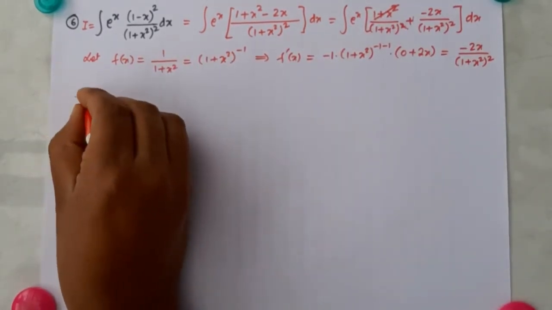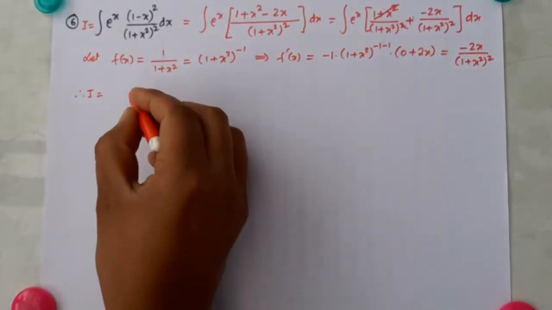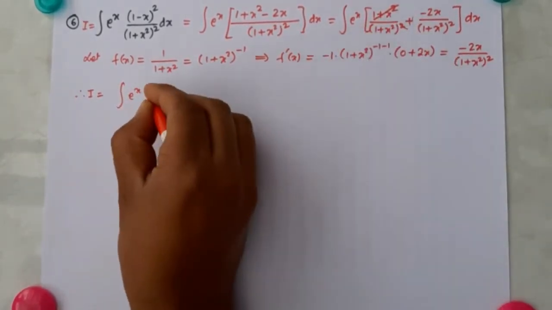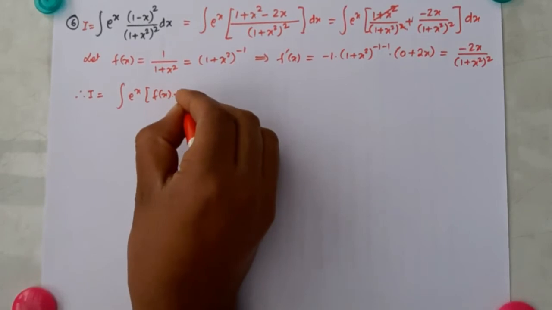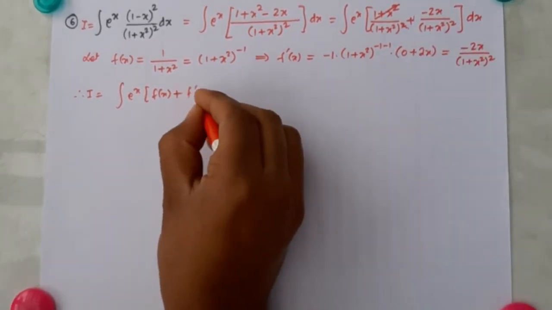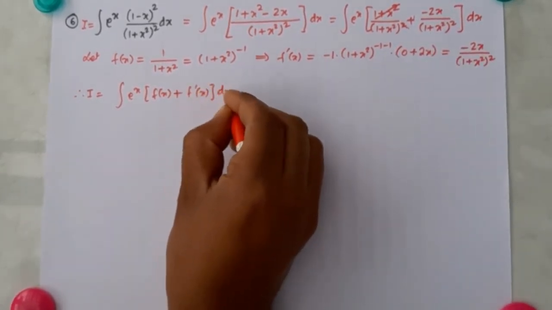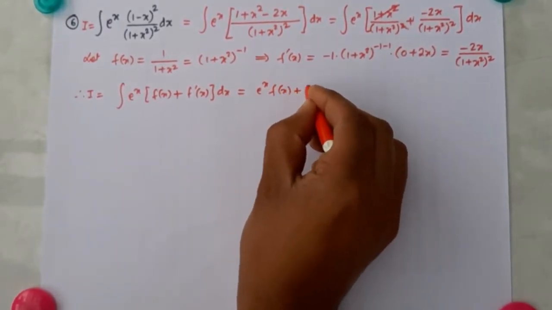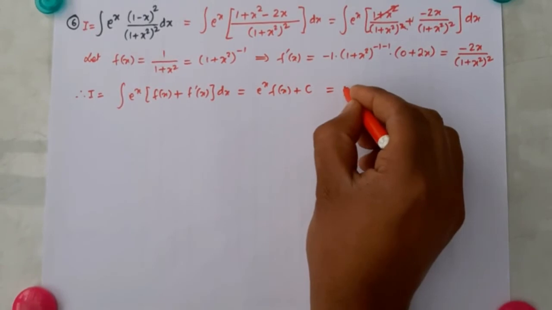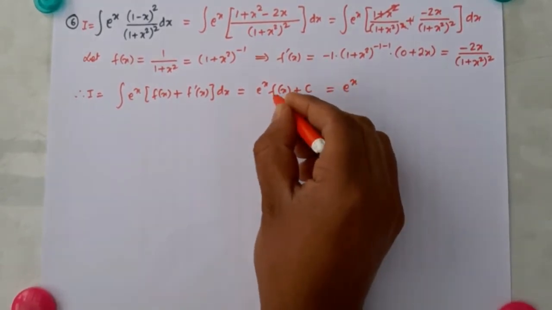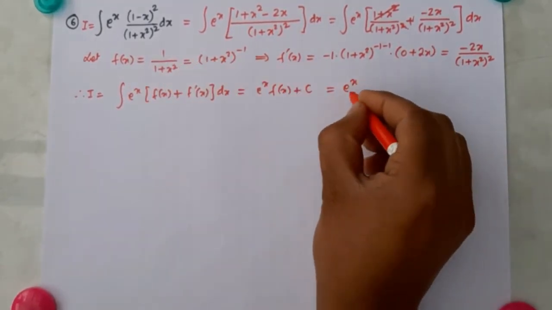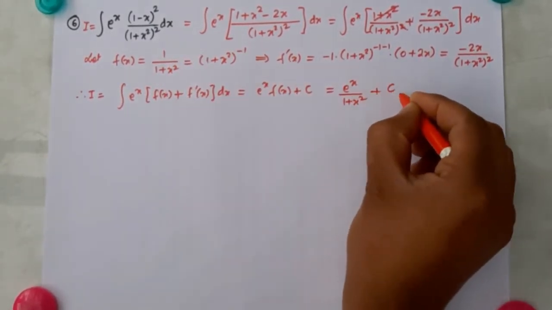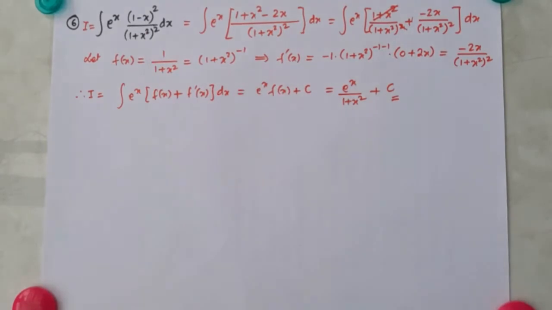So this integral can be written as integral e to the power x, the first part is f(x), the second part is f dash of x, dx, and you know that this is equal to e to the power x f(x) plus the constant of integration. So your answer turns out to be e to the power x. What is f(x)? f(x) is 1 by 1 plus x square, with constant of integration. This will be your answer for this particular question.